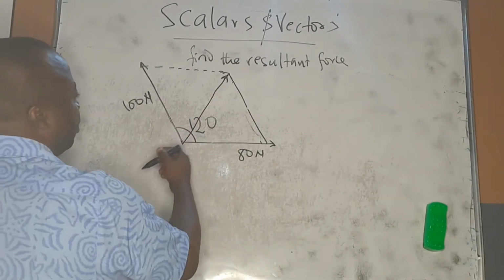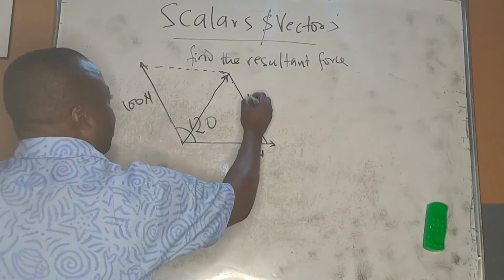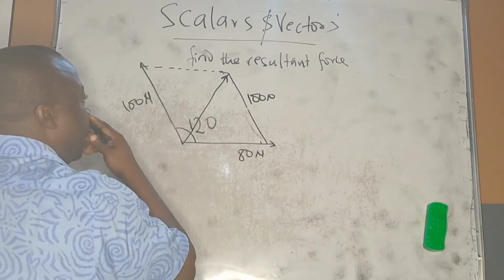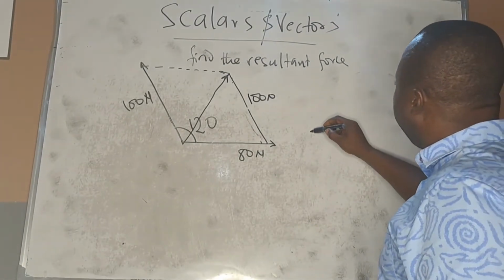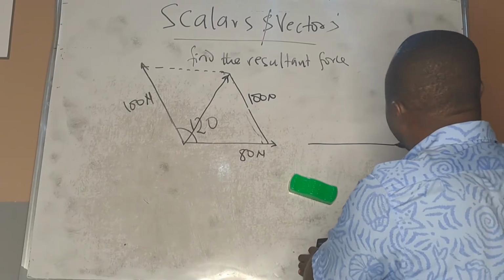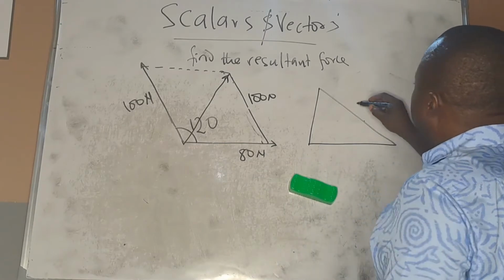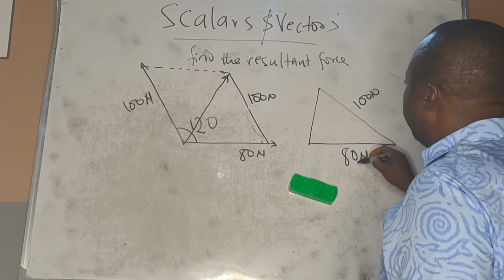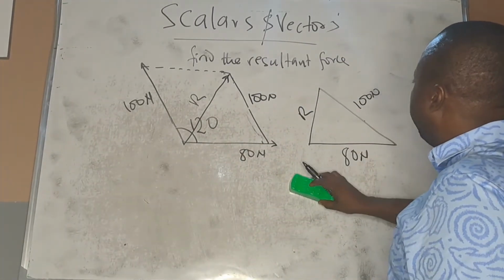So here is one, by our definition of a parallelogram, you have 100 Newton. But if here is 100, opposite sides are equal, here is 100. Now we are having a triangle like this. Now, we're having here 100 Newton. We're having here 80 Newton. And this is R, the resultant, we are required to calculate R.